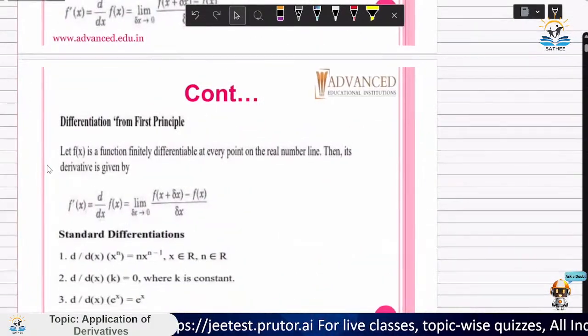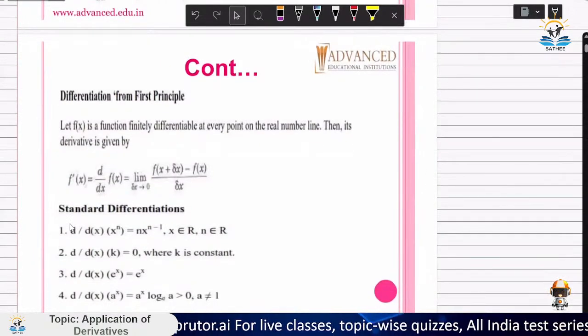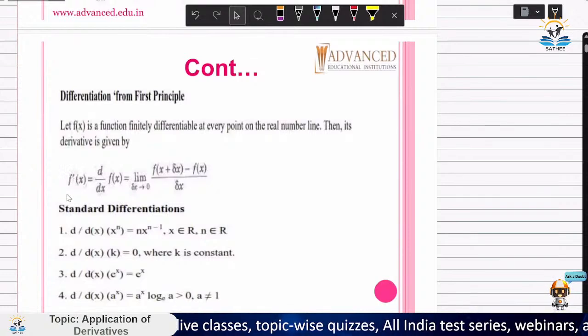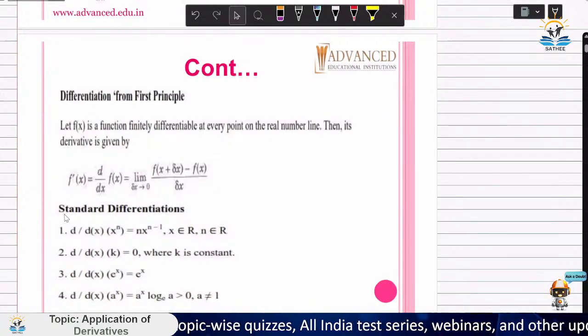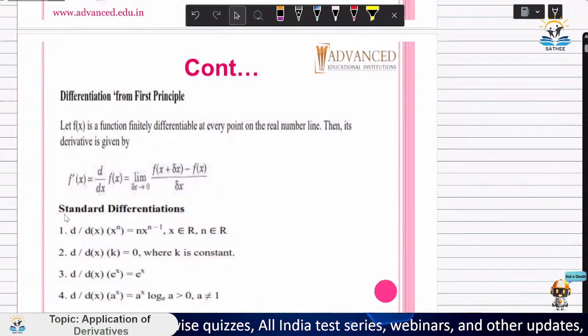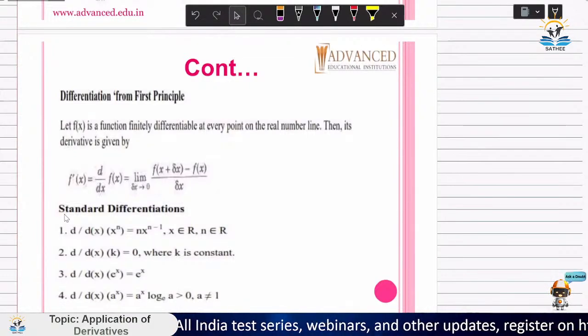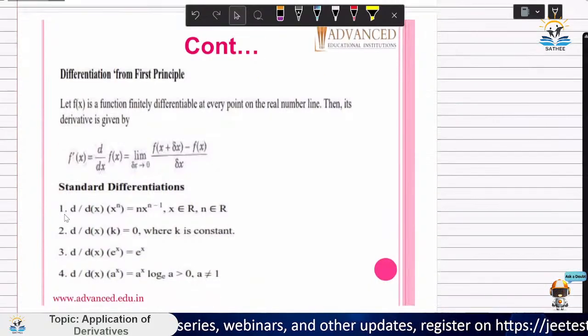So now continuing, we know what first principle looks like, right? We did limits the other day. If we define differentiation from first principle, f dash of x is equal to dy by dx of f(x), and that can be defined as the limit when delta x goes to 0 of f(x plus delta x) minus f(x) upon delta x.